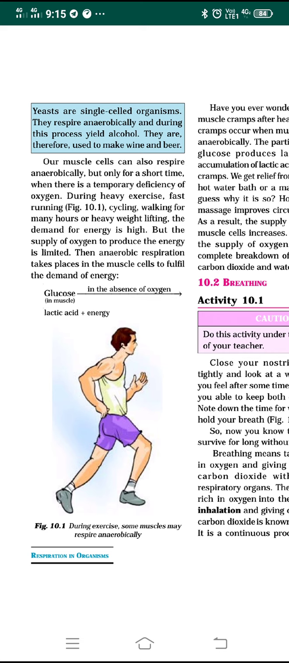So what is the equation for that? Glucose is present in the muscles, stored glucose. In the absence of oxygen, the process takes place and it releases lactic acid plus energy. In this manner, the process of anaerobic respiration takes place in the human body.